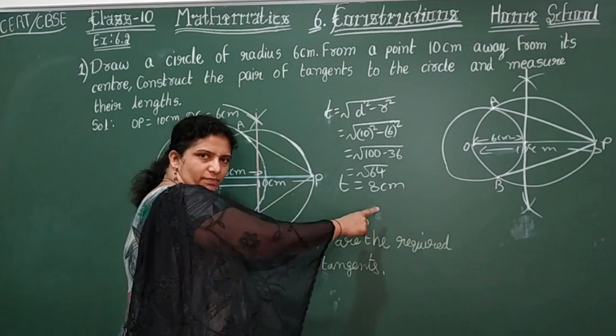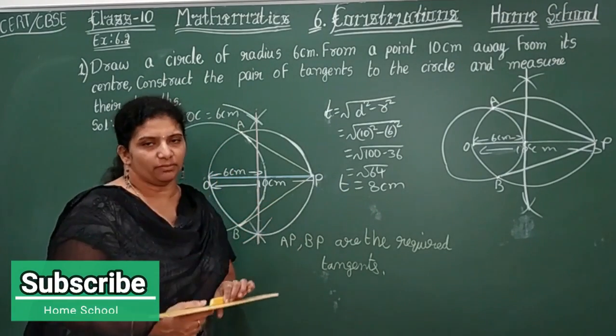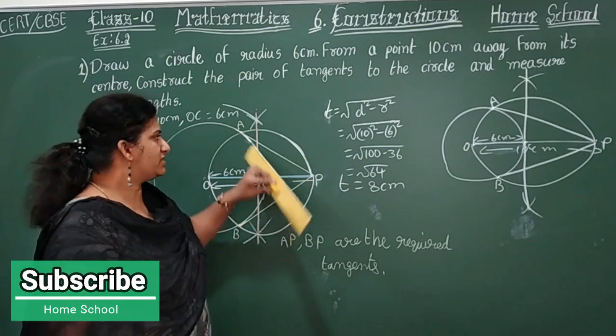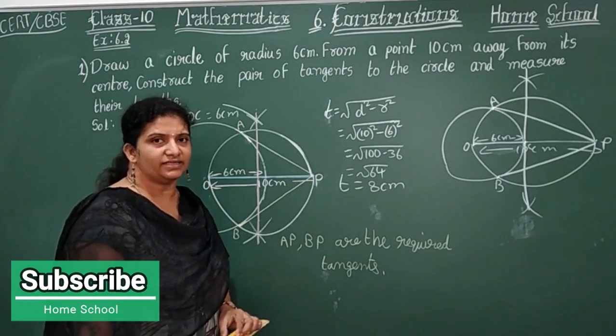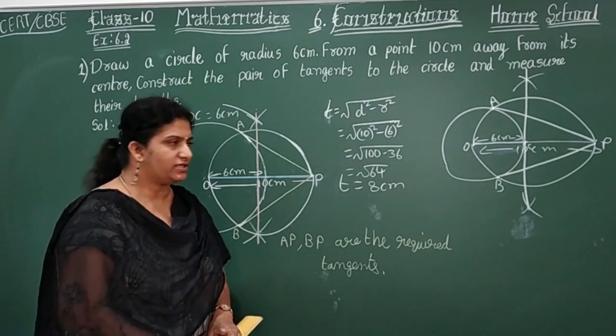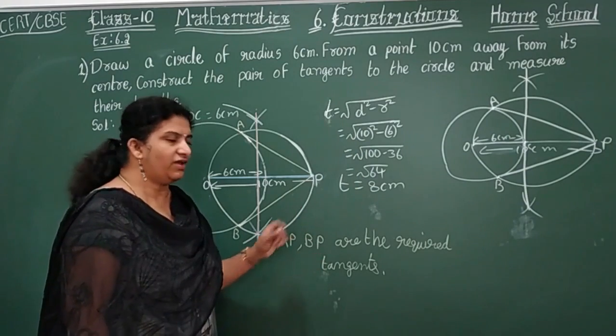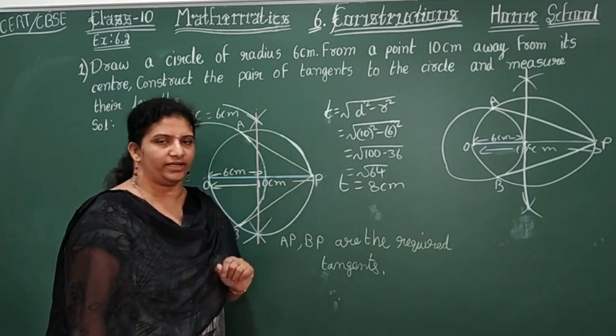This is by calculation and this by measurement. Measure means directly with scale you can measure. Calculate the tangent distance means you have to find with the formula. Okay, children, is this followed? This is the way we need to draw the tangents from an external point.